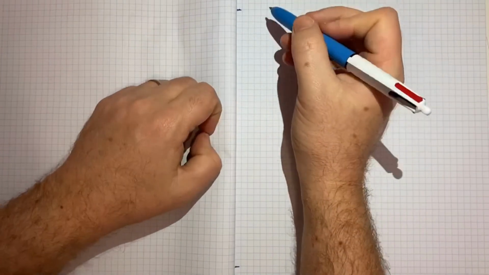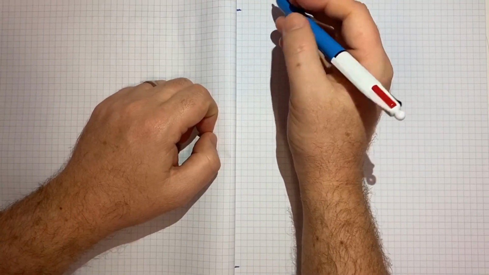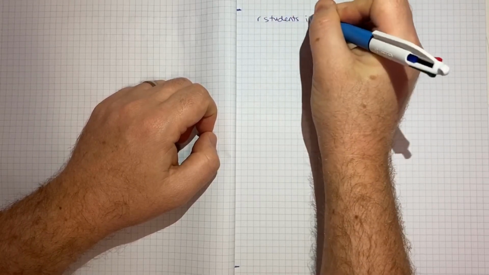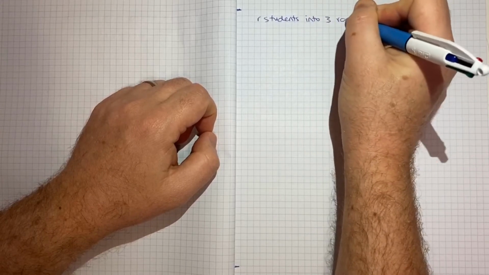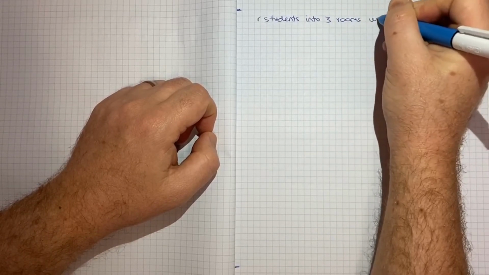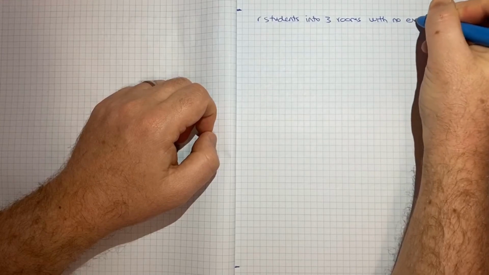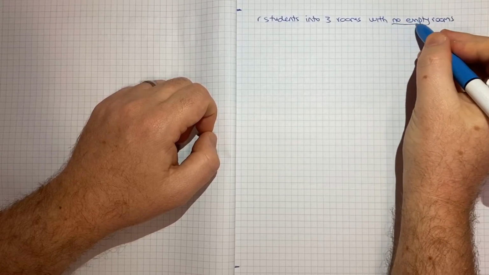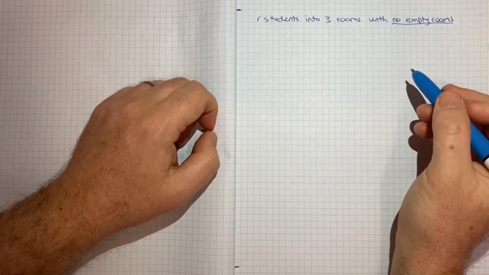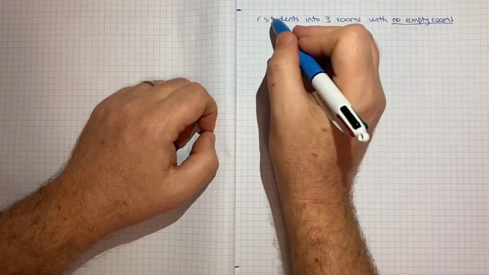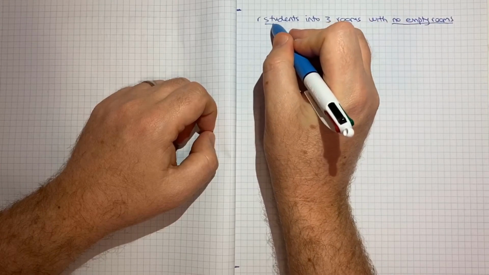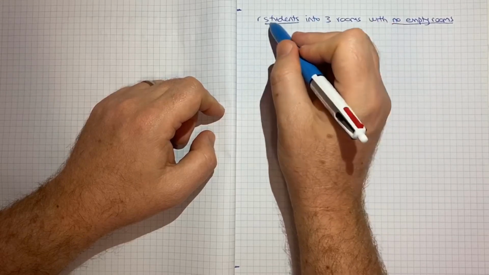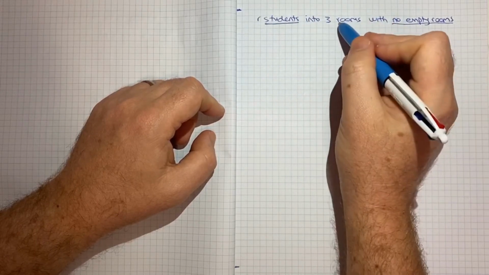So if we start by just noting down the facts that we're dealing with, we've got R students into 3 rooms with no empty rooms as our constraint. And it's that constraint that makes this a little bit harder than your typical question. But the first thing to note is that we are dealing with students or people, so we can treat those as distinct. People typically aren't identical. And we've got 3 different rooms.